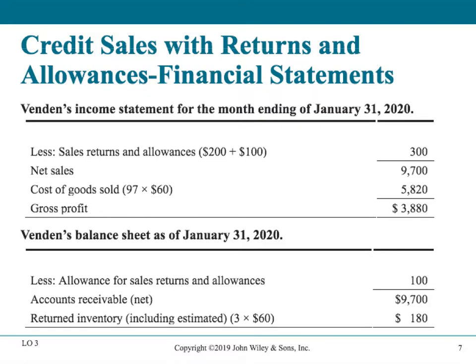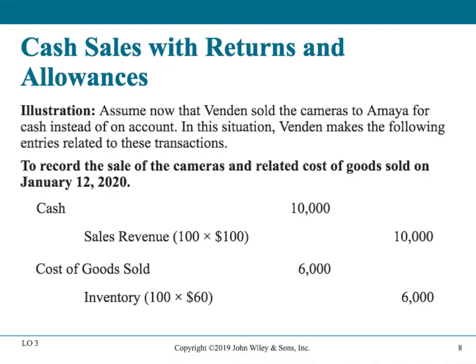Then we had to reduce accounts receivable by $200 because 2 cameras were indeed returned. And then we had to subtract $100 for one more camera that is expected to be returned. So accounts receivable net is $9,700. And then also on the balance sheet, you will have your returned inventory at $180 for 3 cameras.